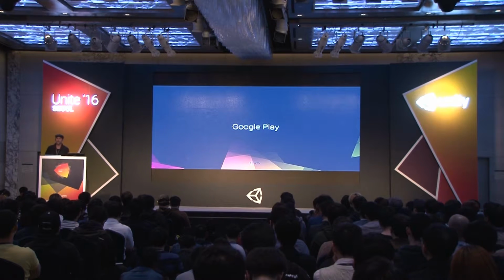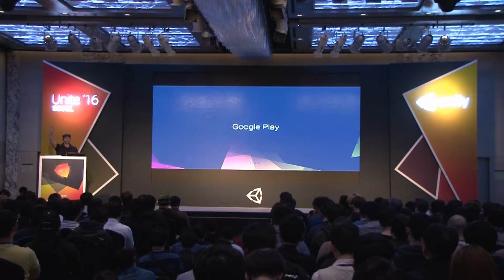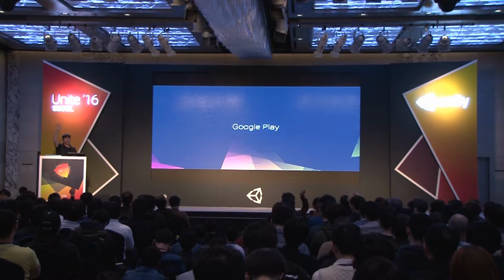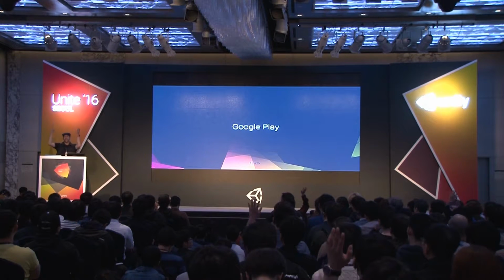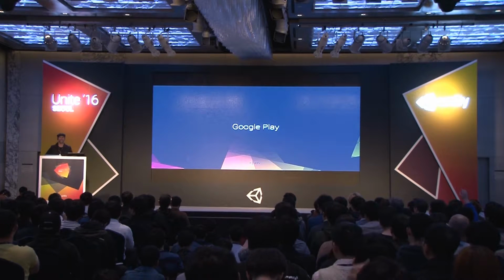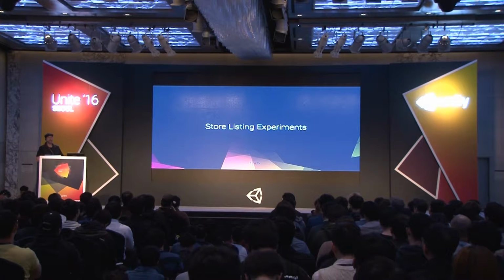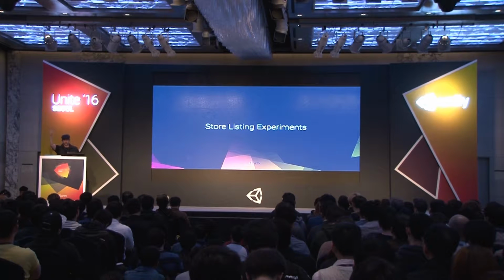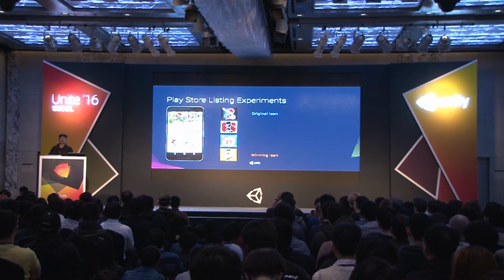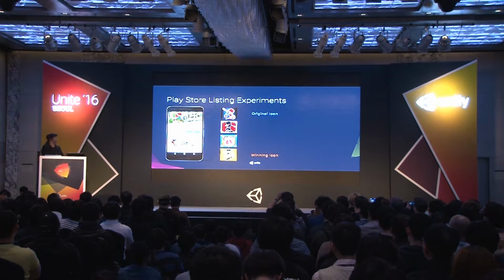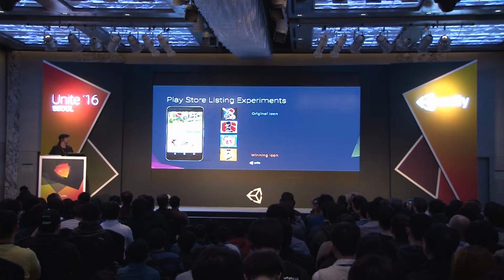All right, let's talk a little bit about Google Play. Now, how many of you have an app published on Google Play today? Show of hands. Two, three, come on. All right, that's better. So let's talk a little bit about store listing experiments. Now, have any of you experimented with store listing experiments out there? Show of hands. So what's great about store listing experiments is that you can change things around, like icons and text, to see which is the best.